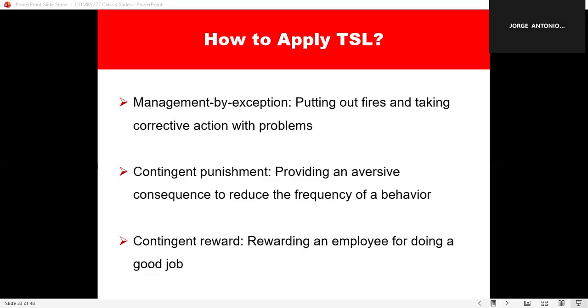The final approach is contingent reward, which simply means retributing people for doing a good job. For instance, giving a bonus for meeting sales target or a public recognition for closing a deal with a new important client.